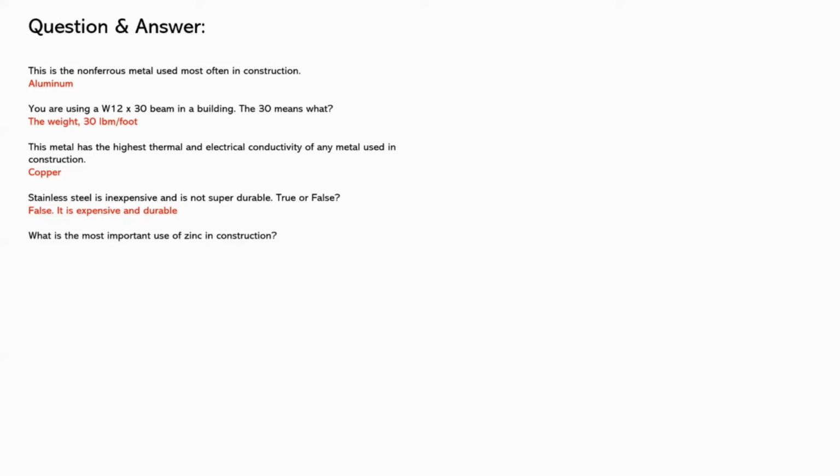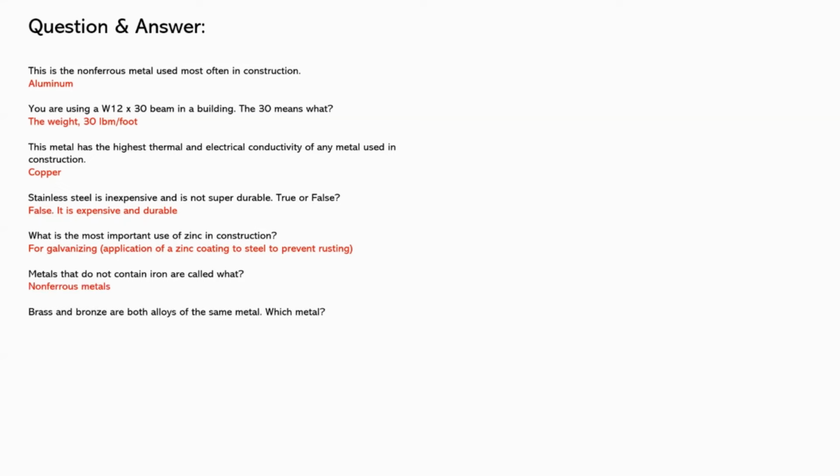What is the most important use of zinc in construction? For galvanizing, the application of zinc coating to steel. It helps prevent rusting. Metals that do not contain iron are called what? Non-ferrous metals. Brass and bronze are both alloys of the same metal. Which metal is it? Copper.